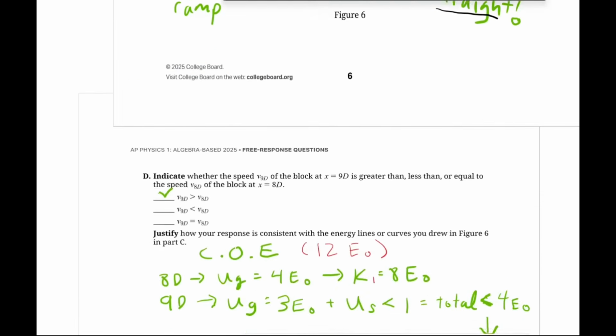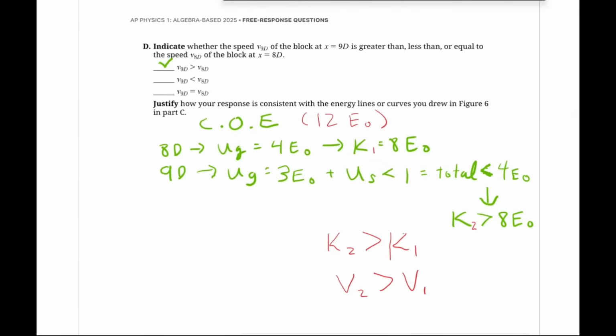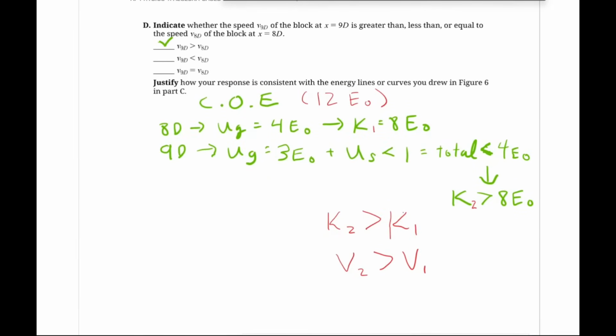All right, so sliding down over here, justify response, conservation of energy, 12 E naughts total.